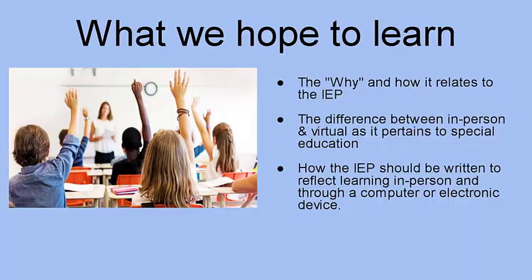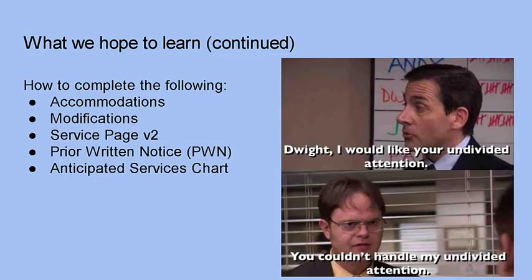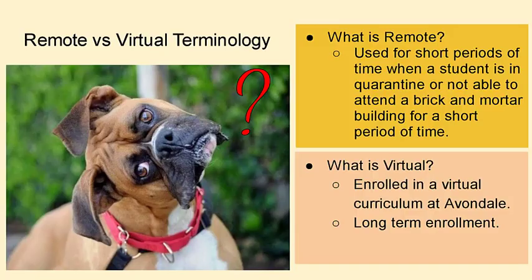And as we do so, we hope to cover accommodations, modifications, all those things that we would normally write for an IEP for a brick and mortar student. But at the same time, how do we write the IEP for those students that are virtual? What's the difference between remote and virtual learning?